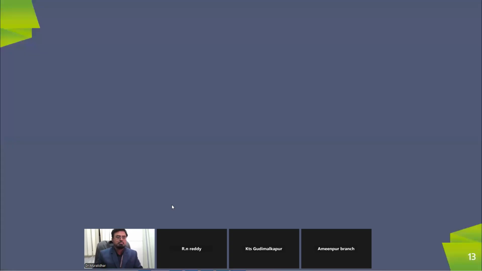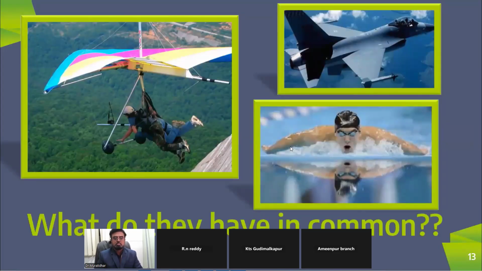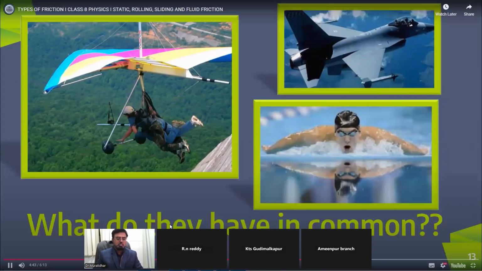When you look at other examples, in the first one the man is flying in air, the aeroplane is flying in air, the person is swimming in water. What is common in them? Air and water can be combinedly called fluid. When solid objects are moving in a fluid, then also they will experience some opposite, resistive force.